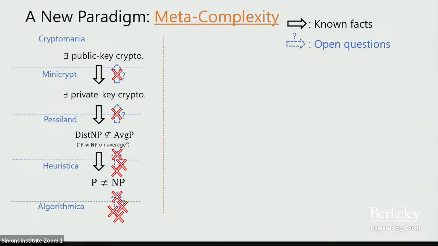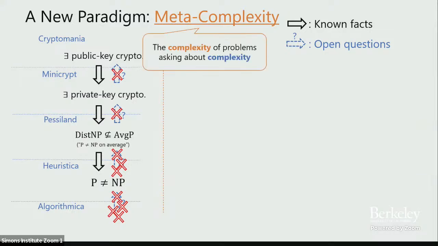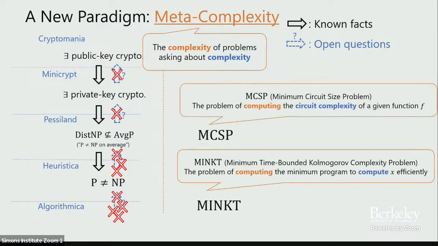And recently, there is an emerging paradigm, as you know, which is meta-complexity, which makes us more optimistic. Meta-complexity refers to the computational problems asking about complexity. And there are two important meta-computational problems, MCSP and MINKT. MCSP is the problem of computing the circuit complexity of a given truth table of a Boolean function. And MINKT refers to the minimum time-bounded Kolmogorov complexity problem. This is the problem of computing the minimum time-bounded program that computes a given string.